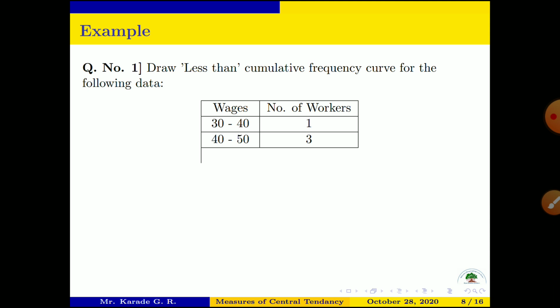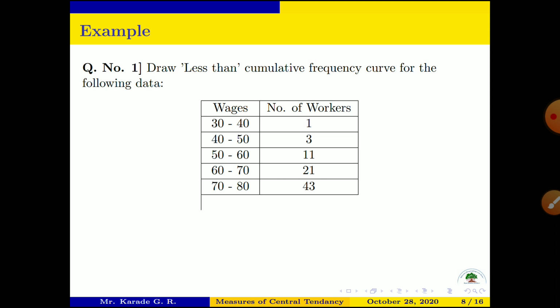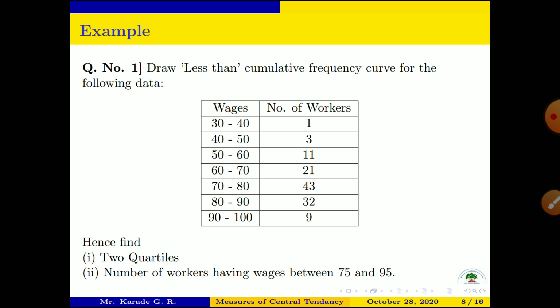So in the range of wages 40 to 50 there are 3 workers. In the range of 50 to 60 there are 11 workers. In the range of 60 to 70 there are 21 workers, and in this way we have given 9 workers in the range of wages 90 to 100. Okay, and hence find two quartiles.